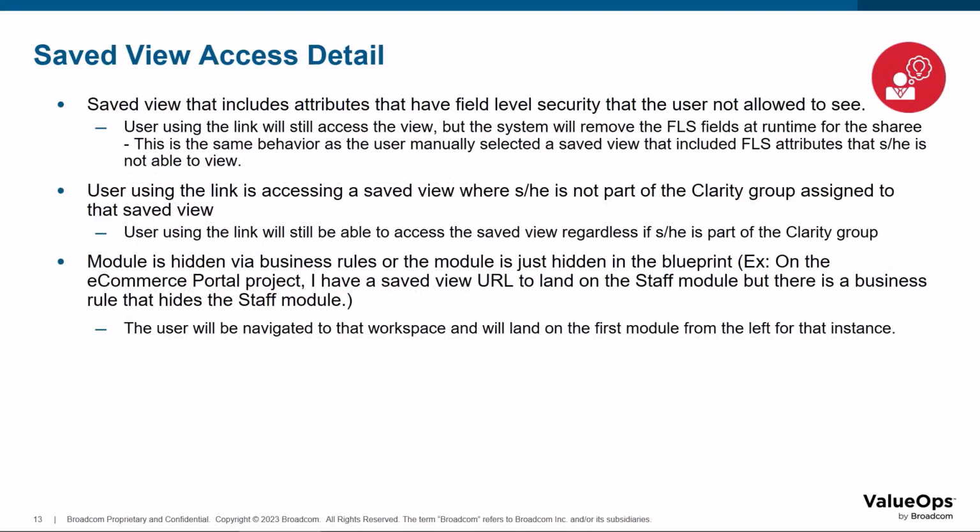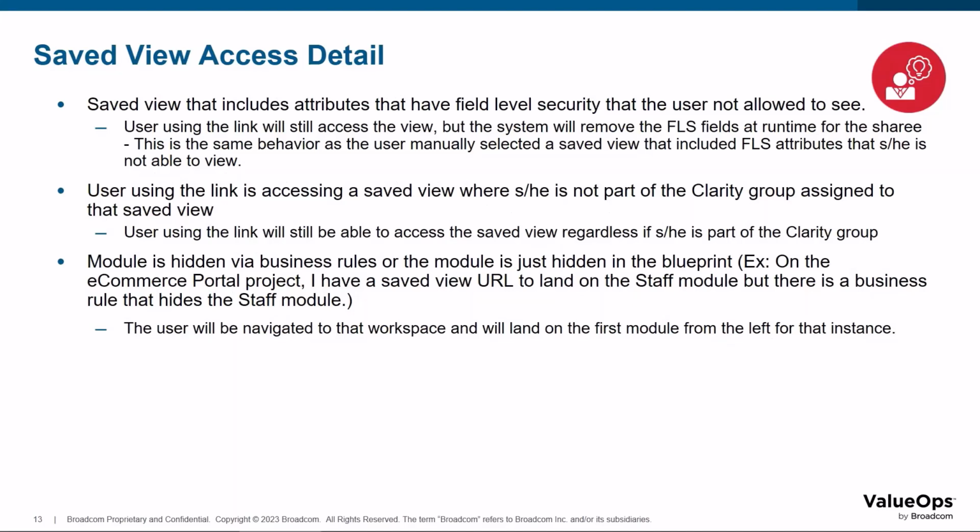Continuing on, in case of the saved view that includes attributes that have field level security to it, and the user that is using the link to access the saved view does not have access to look at some of those attributes, then those field level security rules will continue to apply. This is the same behavior if the user manually sets the view, which means those attributes that are hidden from a specific user will continue to remain hidden. They are not able to bypass it just because they have access to the saved view directly.